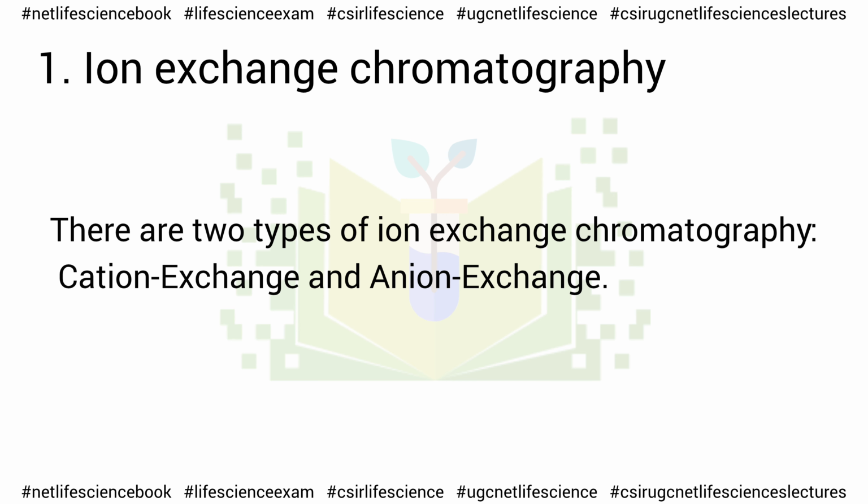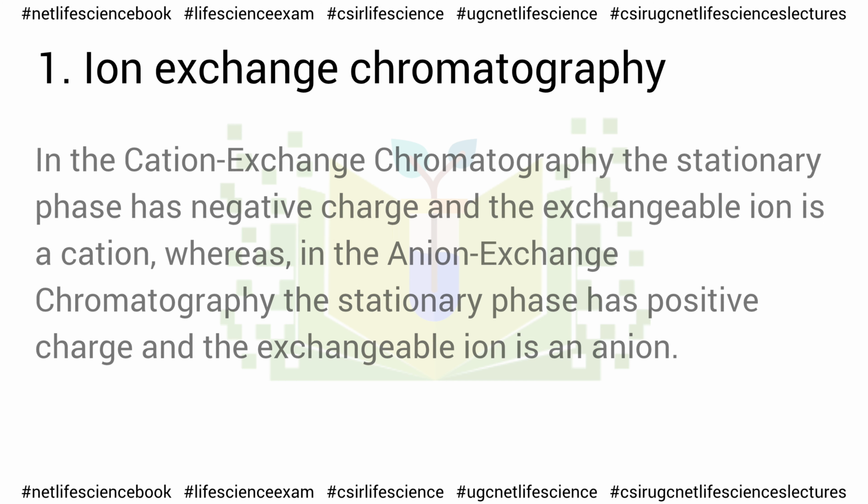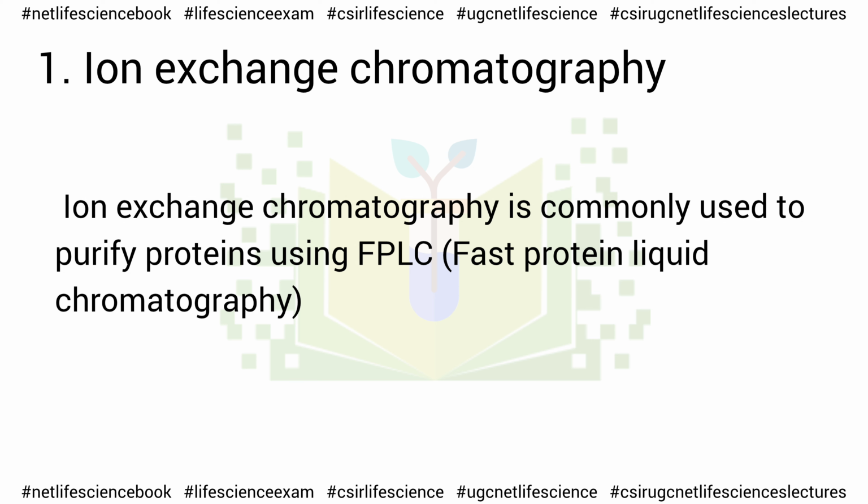There are two types of ion exchange chromatography: cation exchange and anion exchange. In cation exchange chromatography, the stationary phase has negative charge and the exchangeable ion is a cation, whereas in anion exchange chromatography, the stationary phase has positive charge and the exchangeable ion is an anion. Ion exchange chromatography is commonly used to purify proteins using FPLC.